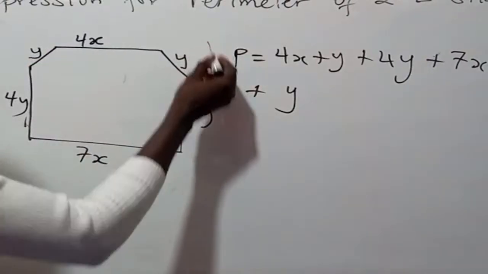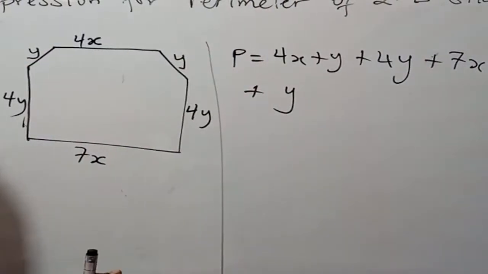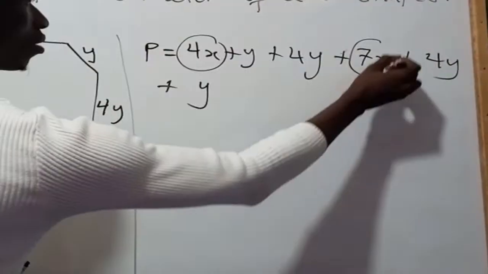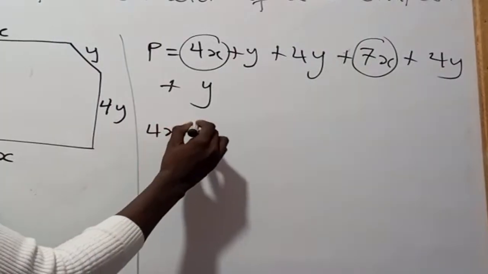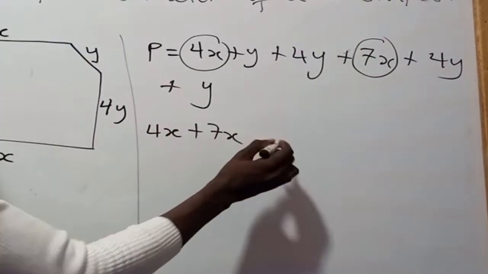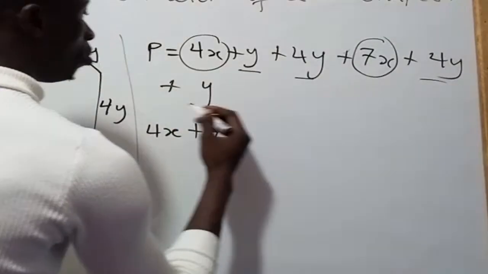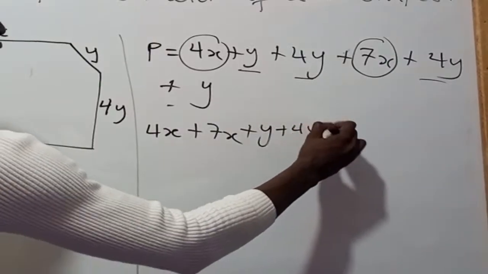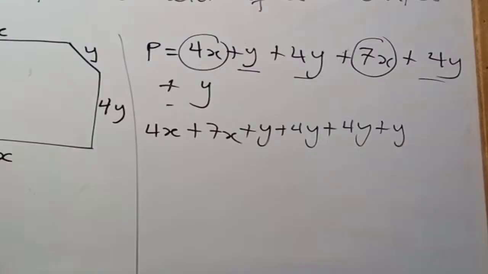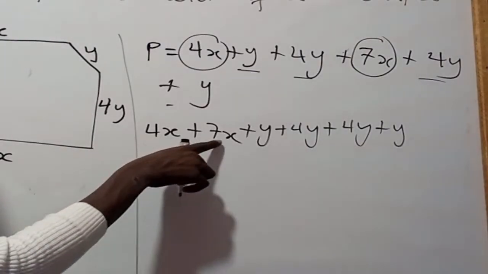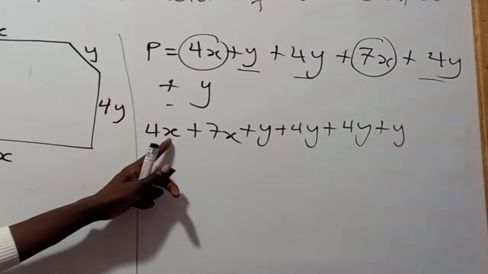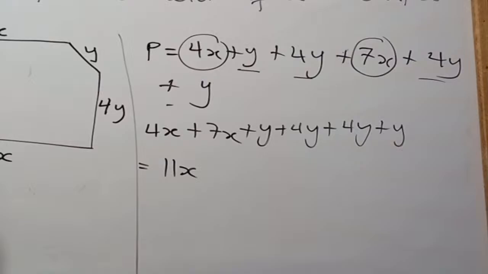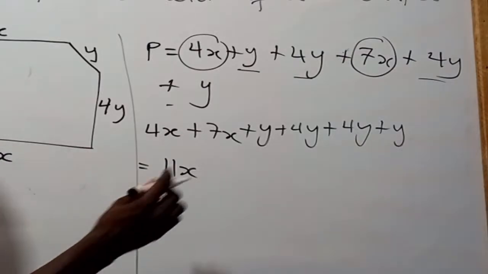So from here, we group items. So you see x, 4x plus 7x. Then the y, I group all of them as well. So plus y plus 4y plus 4y plus y. Good. Now 4x and 7x. 4x plus 7x will give me 11x. Good. Now you are left with all this.